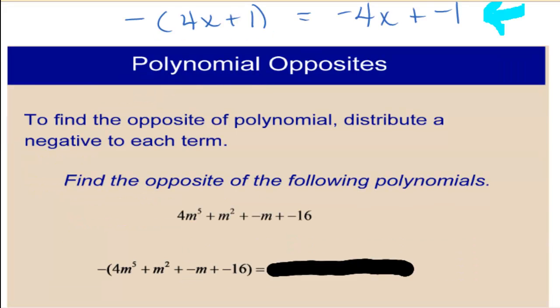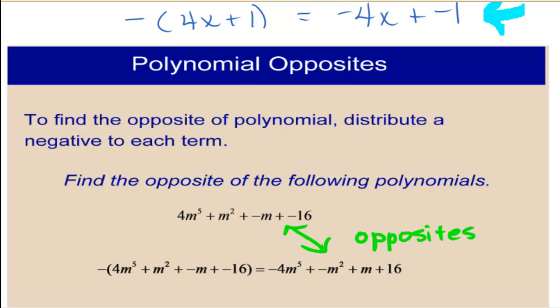So here we have the opposite of the polynomial. Opposite is written as a negative outside of parentheses, so we're going to distribute. In doing so, the opposite of 4m to the fifth should be negative 4m to the fifth. The opposite of m squared should be negative m squared. The opposite of negative m should be m, and the opposite of negative 16 should be 16. So these two polynomials are opposites of one another.